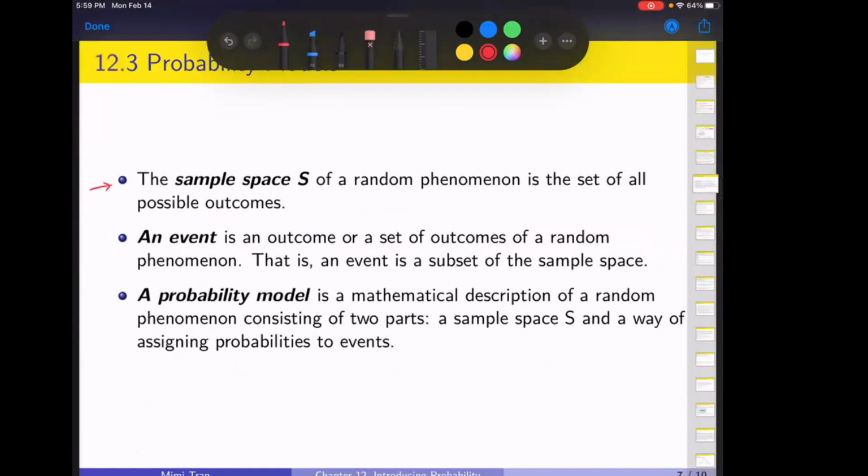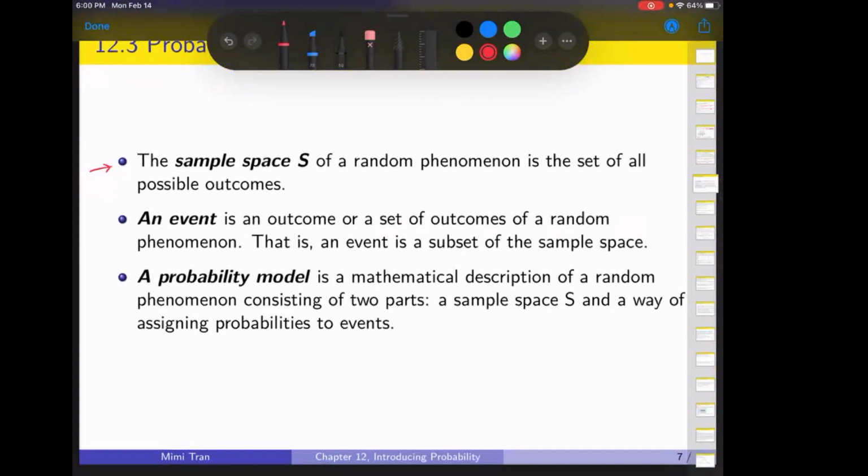An event is an outcome or a set of outcomes of a random phenomenon. That is, an event is a subset of a sample space. So Sean gets a head in the first flip. That's an event. Head is one of the sample space. Sample space is head and tails, right? An event is usually denoted in statistics as X equals something. So X greater than 4, X equal, I'm just making this up, okay? X less than, greater than, less than or equal to. But that's how we denote it in statistics.